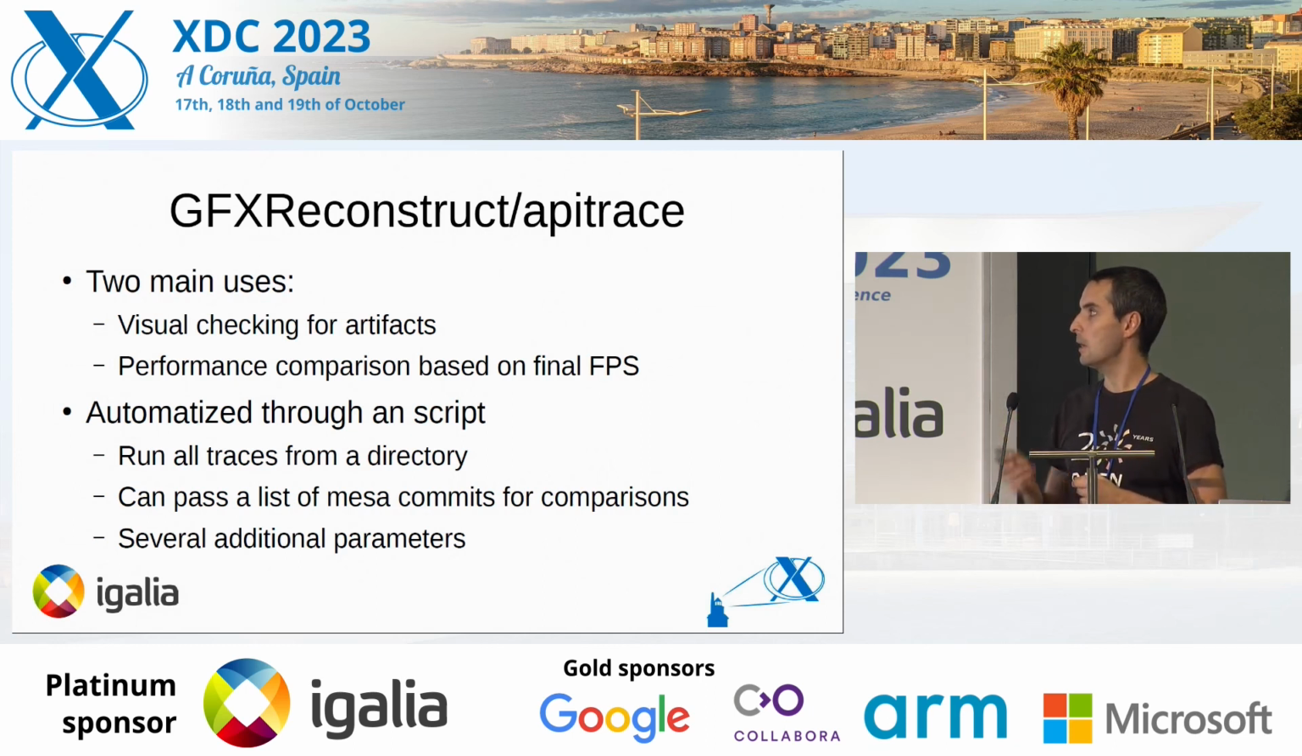We also use that for performance comparison between before and after an improvement, using the FPS. We created a script for that: we have all the traces in one directory, and the script takes all the traces from that directory. With time, we started to add some parameters because, for example, we run these traces several times and take an average of the frames per second.